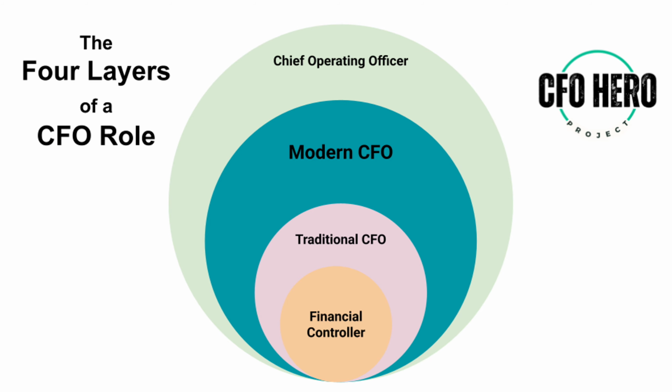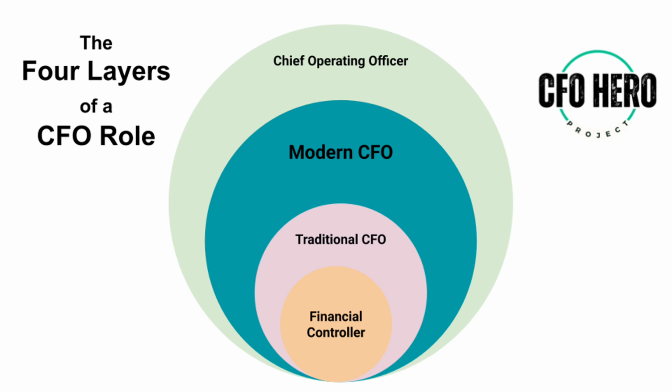The CFO role sits within one of 4 layers we would expect to see within an organisation. Let's start with the first one, the financial controller. In some smaller to medium organisations, this could be the only senior finance person. The financial controller may have other names. It may be a senior finance manager, senior accountant. The second layer is the traditional CFO. The third layer, the modern CFO. And the fourth is the Chief Operating Officer, which, depending on the size of the organisation, can have some overlap between the modern CFO and the COO.